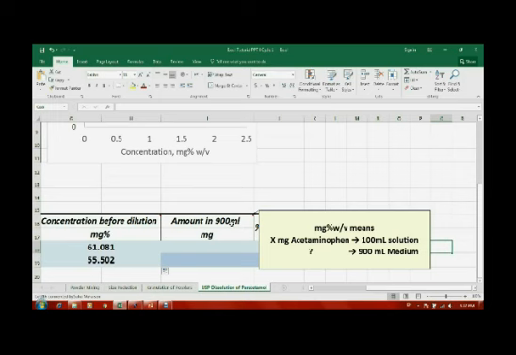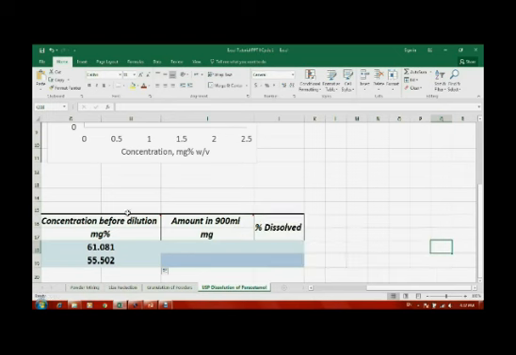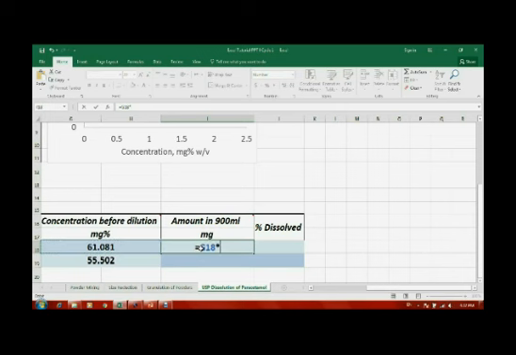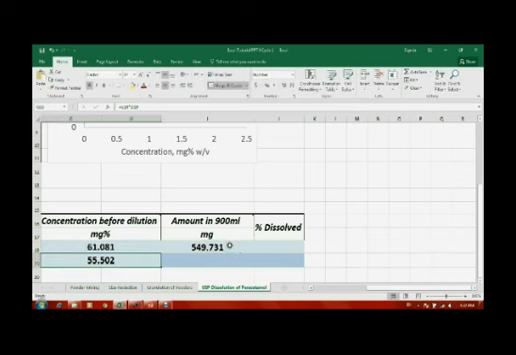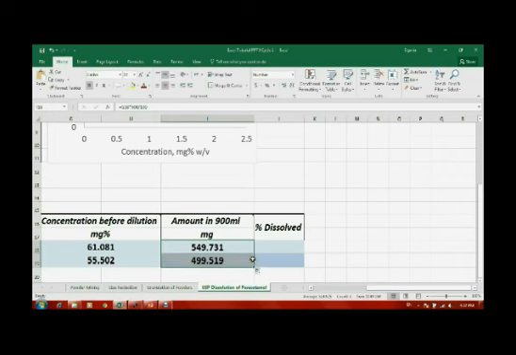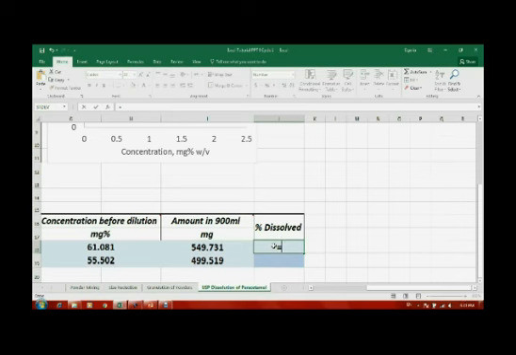Then, if the concentration unit is milligram percent, that means that in each 100 ml of the sample, there is X milligram, the calculated milligram of the active ingredient, or acetaminophen in our case. Then the amount in 100 ml medium volume will be equal to the concentration before dilution times 900 ml divided by 100.